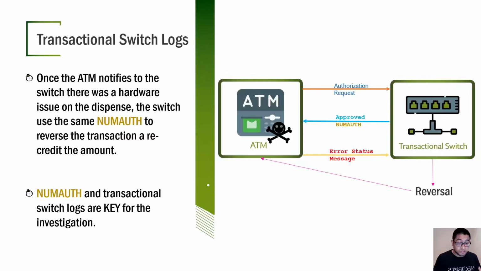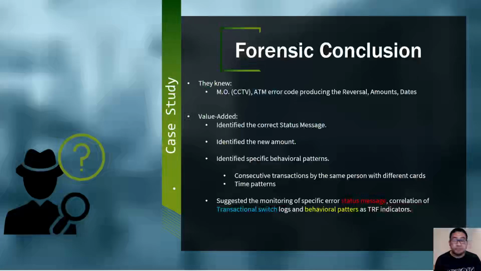So if you go to the logs of the transactional switch, you will find two logs of this. One with the authorization number where the transactional switch approved the transaction, and another one where the transactional switch is going to do the reversal. So the authorization numbers in the transactional switch logs are key for an investigation. You cannot just do an analysis or respond to an incident of transactional reversal fraud by just having the journal of the ATMs. You will go to the transactional switch, request those logs, and try to do that match.